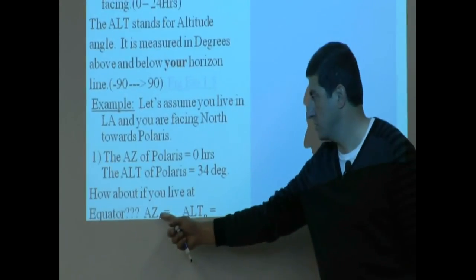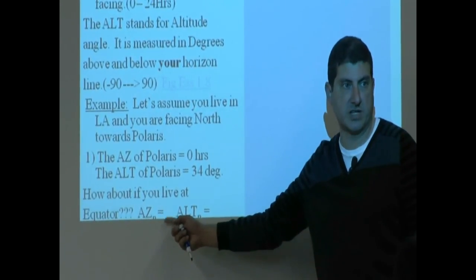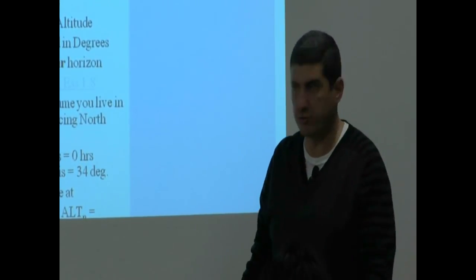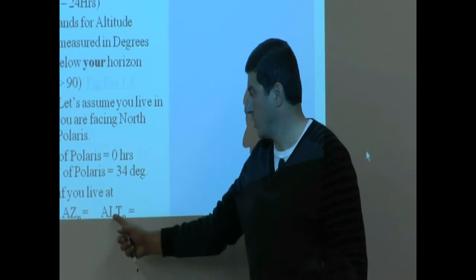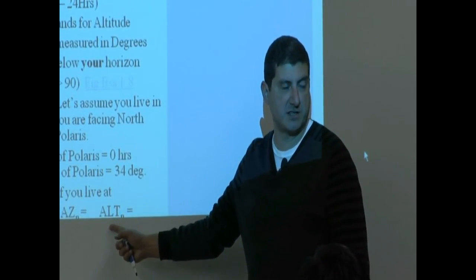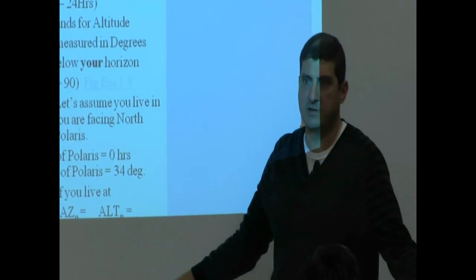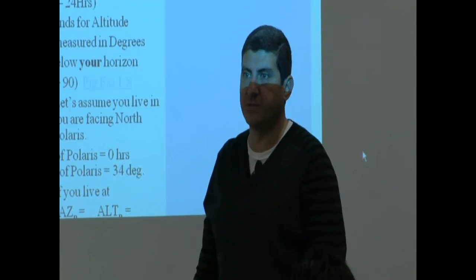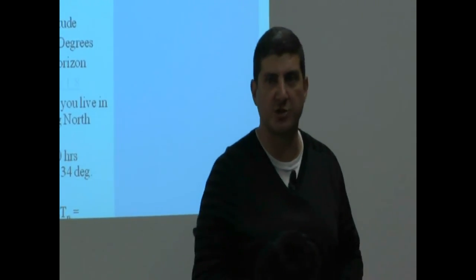So what is its azimuth? Zero still, because I would look towards Polaris in the north direction. So this is zero. What is its altitude? How many degrees above my horizon is it? Zero. I could barely see it, okay? So if you're living at the equator, is there such a thing as a North Star that you can use to navigate? No.